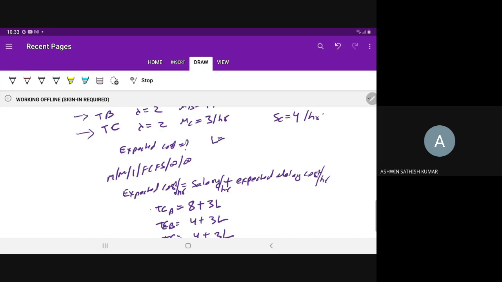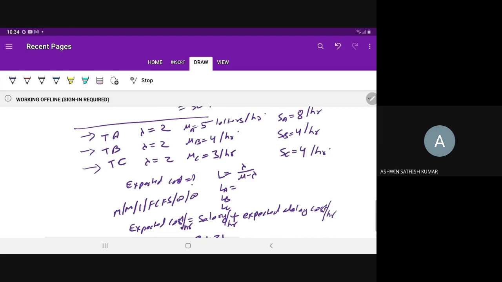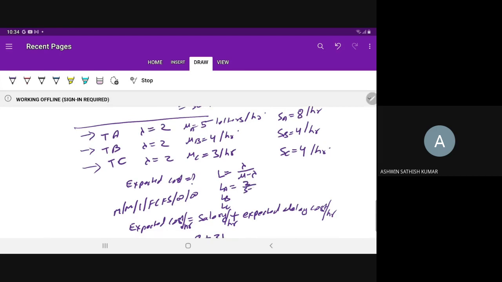L for the MM1 model will be lambda upon mu minus lambda. I have asked you to write all the formulas on one page, so that whenever you have to use them, you can directly refer. So L is equal to lambda upon mu minus lambda. So we can compute LA, LB, LC. LA is 2 upon 5 minus 2, LB is 2 upon 4 minus 2, and LC is 2 upon 3 minus 2. So that is 2/3, that is 1, and here we have 2.